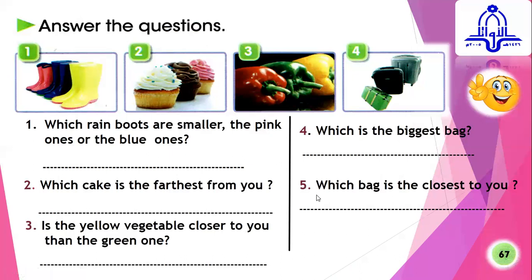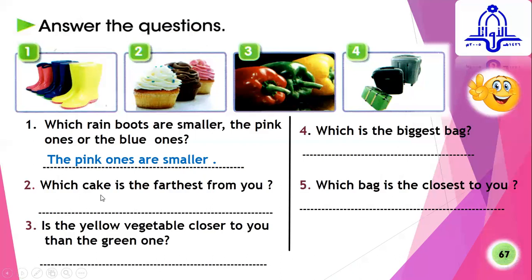So the answer will be the pink ones, الأبوات الوردية. The pink ones are smaller. هي أصغر. The pink ones are smaller.